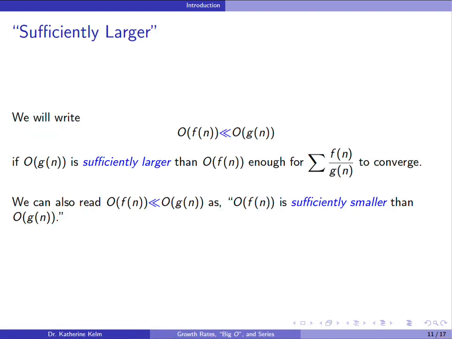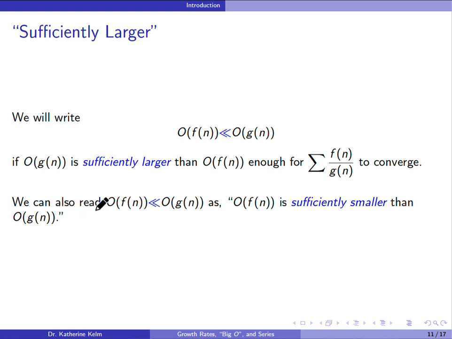Okay, so what do we mean by sufficiently larger? I'm going to introduce a notation that will help us discuss what we mean by sufficiently larger. We will write this symbol that looks like two less than symbols right next to each other. And we will read this out loud as: big O of g of n is sufficiently larger than big O of f of n, enough for the series f of n over g of n to converge.